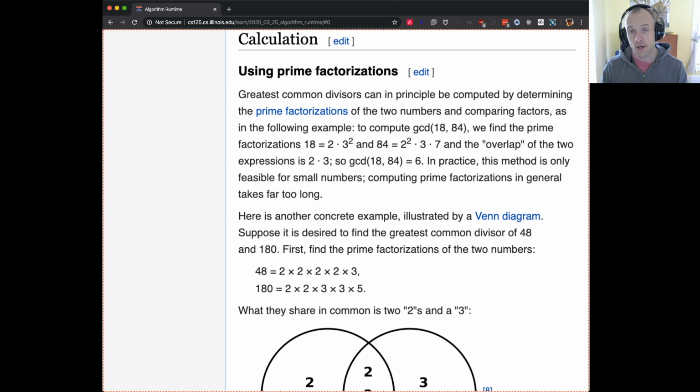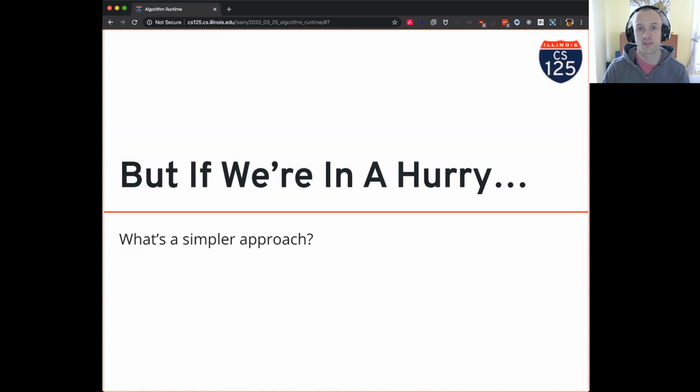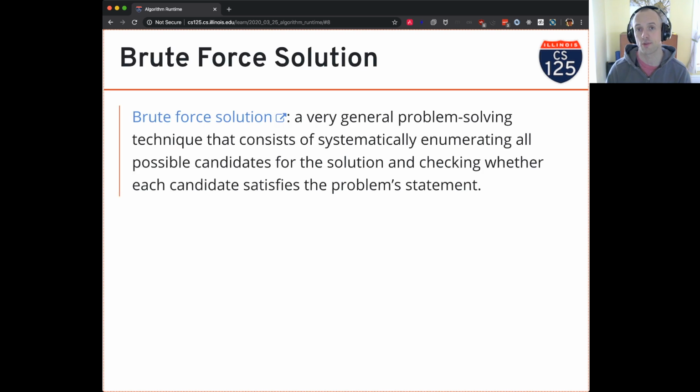There are complicated ways to solve this problem. There are multiple different algorithms for calculating the GCD. And if you were in a position where you had to do this and performance was very important, you would find an implementation of a much more sophisticated algorithm. But what we talked about on Monday was using a simpler approach, something that's sometimes known as a brute force solution.